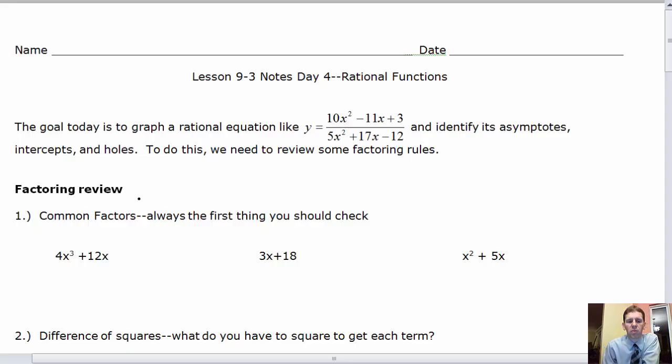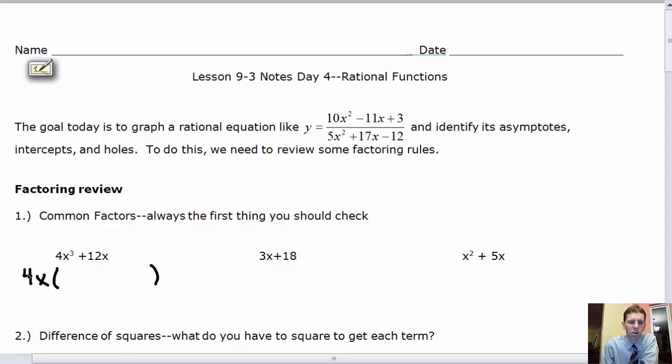The first big rule of factoring is if you have common factors, that's always the first thing you should check. For example, in the expression 4x cubed plus 12x, you can divide a 4 out of both of these terms. You can also take an x out. So if we pull a 4 and an x out, and then think, what do you get if you divide out a 4x from a 4x cubed?